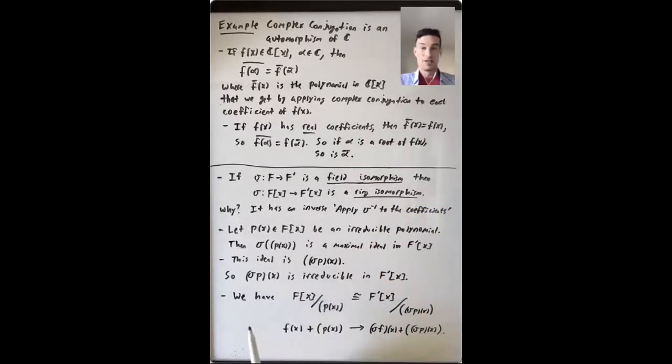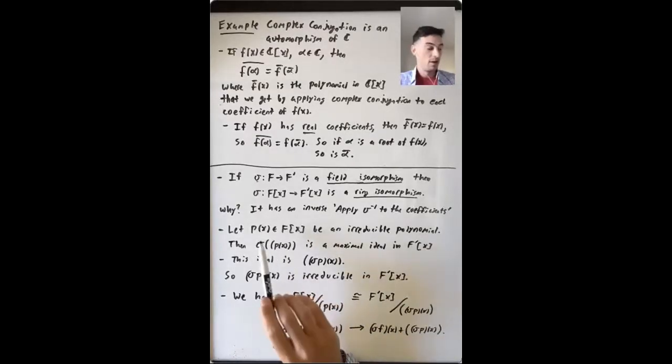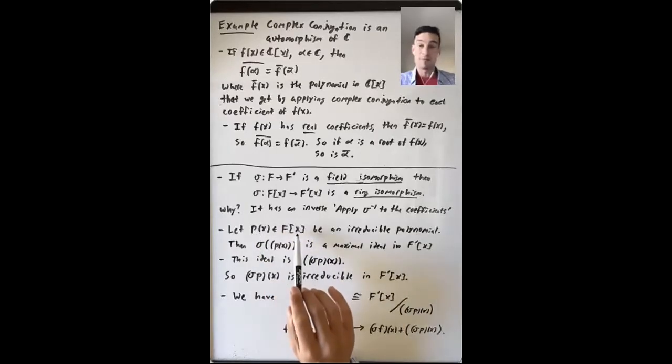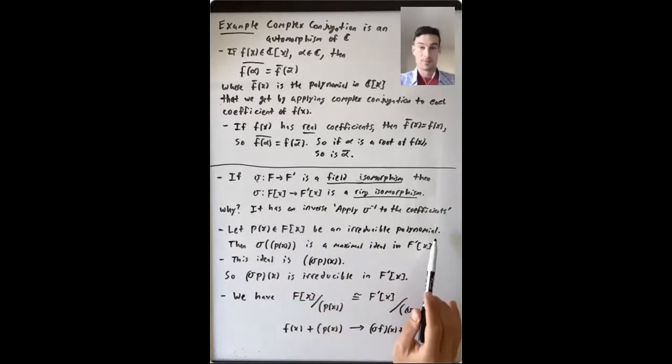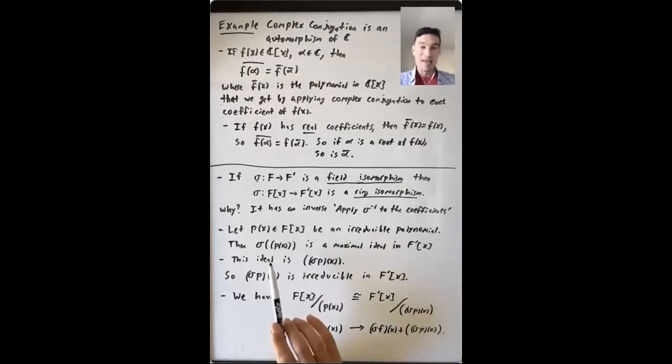Okay, so now let's focus on the setting that's been most relevant to us in our discussion of fields so far, where we have a field F, we have a polynomial p of x in F bracket x that is irreducible. So why is this so relevant? Because we've been thinking about extensions of F that come from F bracket x mod the ideal generated by p of x. So what happens if we apply sigma to the ideal generated by p of x?